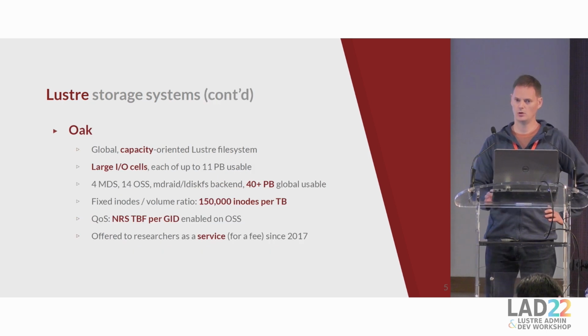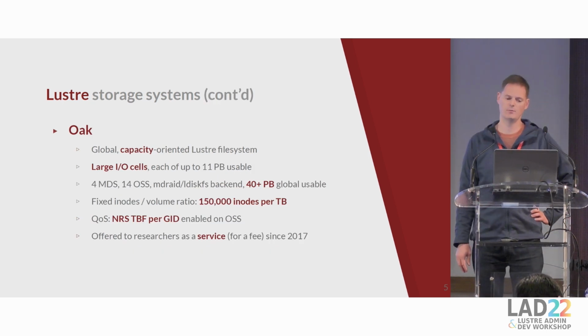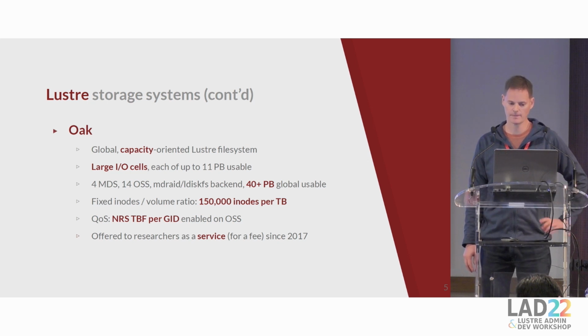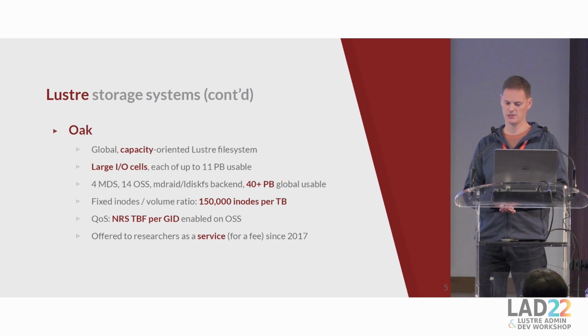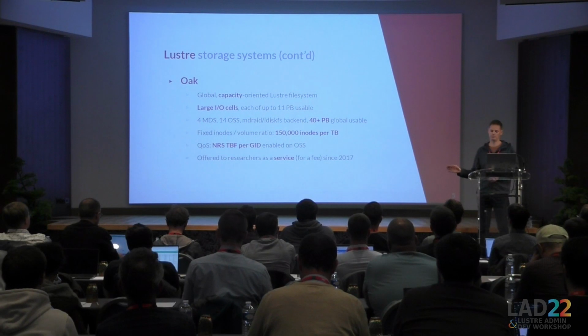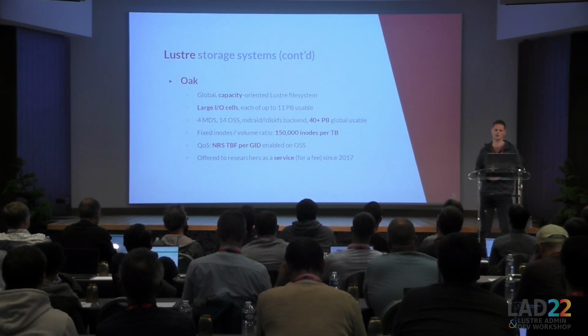The second Lustre storage system we have at Stanford is Oak Storage. It's a global capacity-oriented Lustre file system. So we build it with large I/O cells. The largest are currently 11 petabytes each. It's a rack. We maximize the number of disks versus the CPU. It's about 40 petabytes usable, but before the end of the year, it's going to be 51 petabytes usable at least. We have a lot of demand.